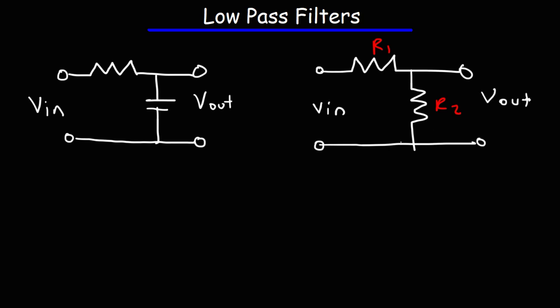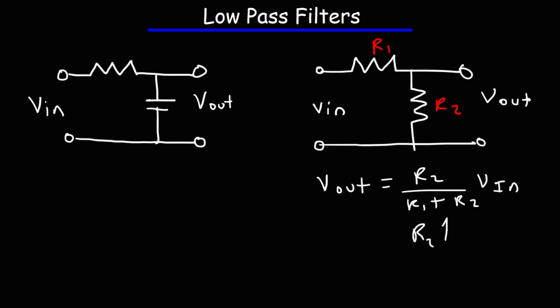Now, if you recall, the output voltage of a voltage divider circuit is going to be R2 over R1 plus R2, times the input voltage. And what you need to understand is this. As R2 increases in value, the output voltage will increase if you keep R1 the same, since R2 is in the numerator. So R2 and the output voltage are proportional to each other. If you decrease R2, the output voltage will decrease.